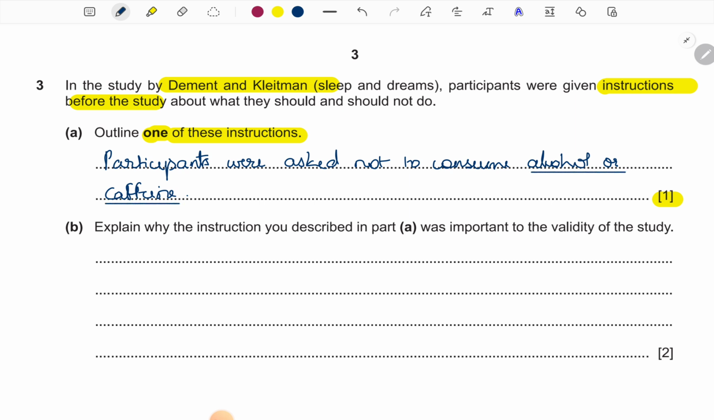I have nothing to say in terms of common mistakes or anything. Students generally answer this question well. It's very direct and it's just for 1 mark. The next question is, explain why the instruction you described was important to validity of the study.